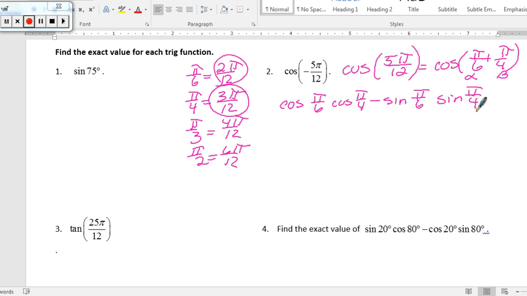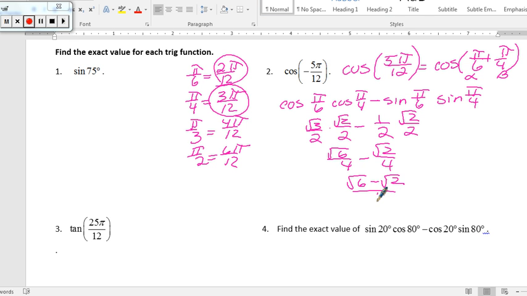I'm going to evaluate each of these angles. So the cosine of pi over 6 is square root of 3 over 2. Cosine of pi over 4 is square root of 2 over 2. Sine of pi over 6 is 1/2. Sine of pi over 4, square root of 2 over 2. Following PEMDAS, multiplying first, we get square root of 6 over 4, minus square root of 2 over 4. And again, since they have the same common denominator, we're going to rewrite as a single fraction.